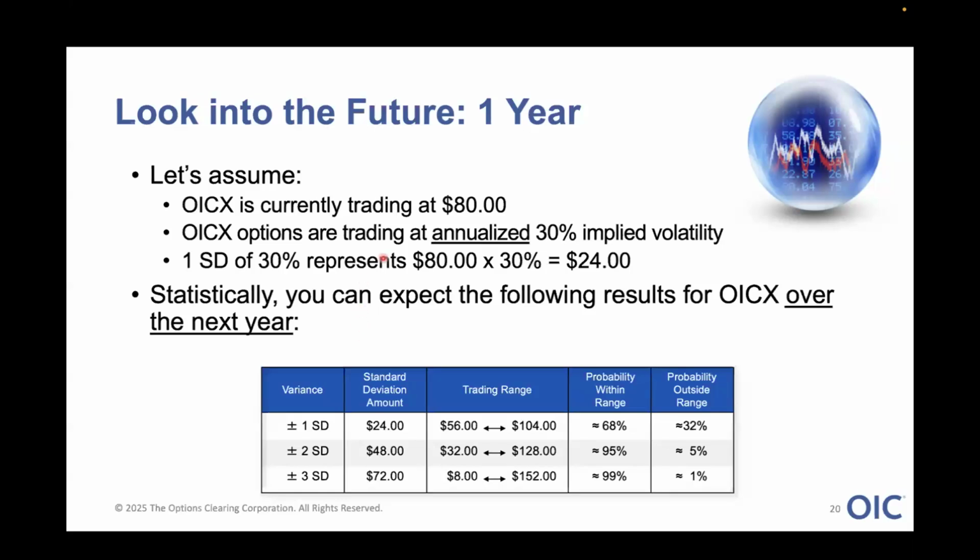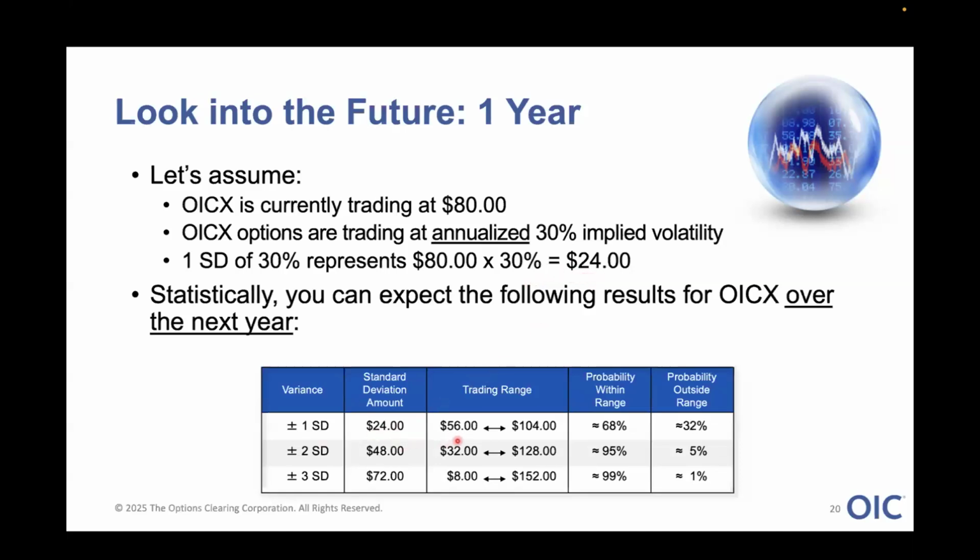So if we're looking at this fictitious stock OICX and it's trading at $80, and we see that the at-the-money options are trading at a 30% implied volatility, what that infers is that over the next year, this stock is expected to trade up or down about 30%. So 30% of 80 is 24. We would call this the one standard deviation move. So we're going to do a little review of statistics here.